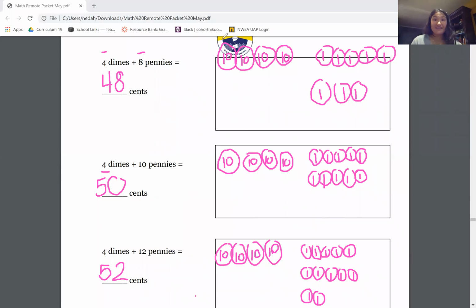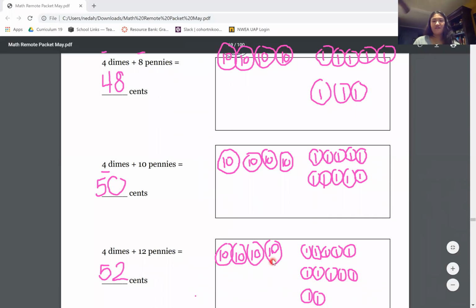Let's see if we got the same answer. So I drew 4 dimes, 1, 2, 3, 4, and 12 pennies. 1, 2, 3, 4, 5, 6, 7, 8, 9, 10, 11, 12. You should have also drawn a really similar picture to mine. Now let's count. So we have 10, 20, 30, 40, 41, 42, 43, 44, 45, 46, 47, 48, 49, 50, 51, and 52. So you should also have gotten 52 cents. Nice job.